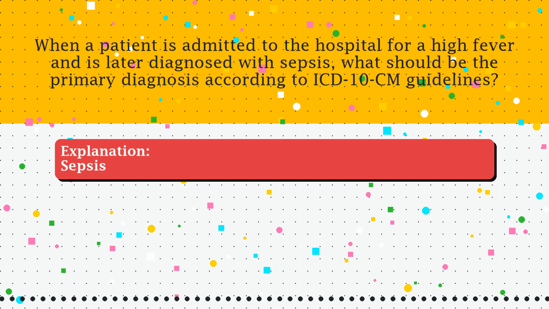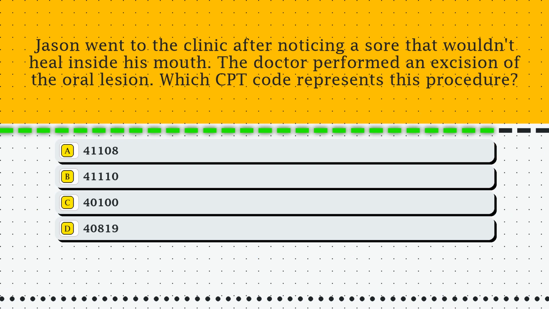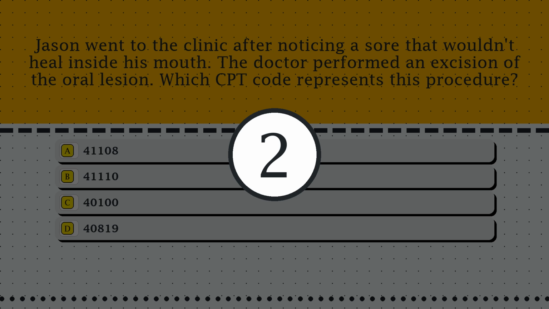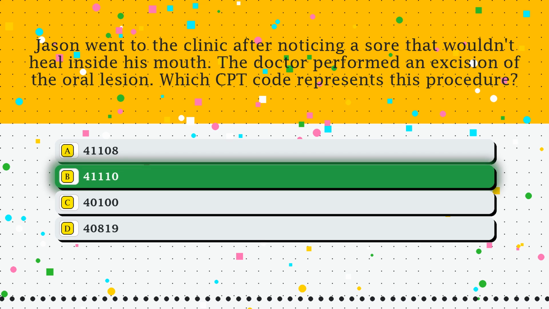Question 286. Jason went to the clinic after noticing a sore that wouldn't heal inside his mouth. The doctor performed an excision of the oral lesion. Which CPT code represents this procedure? Option A, 41,108. Option B, 41,110. Option C, 40,100. Option D, 40,819. The correct answer is option B, 41,110.